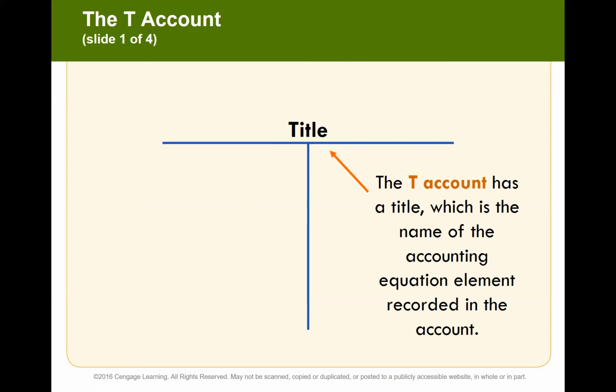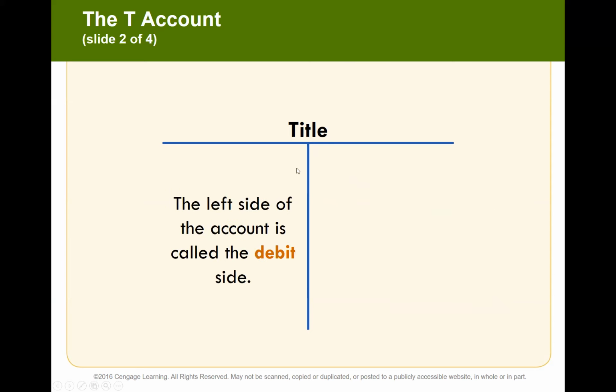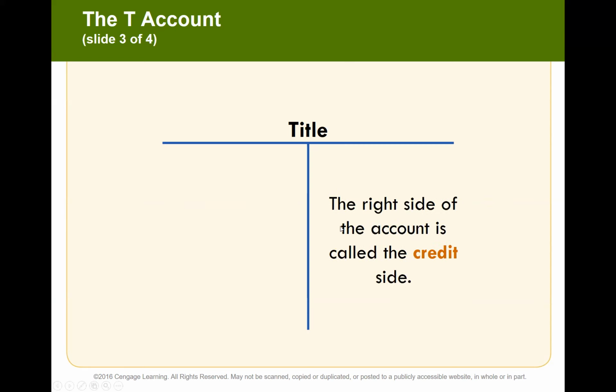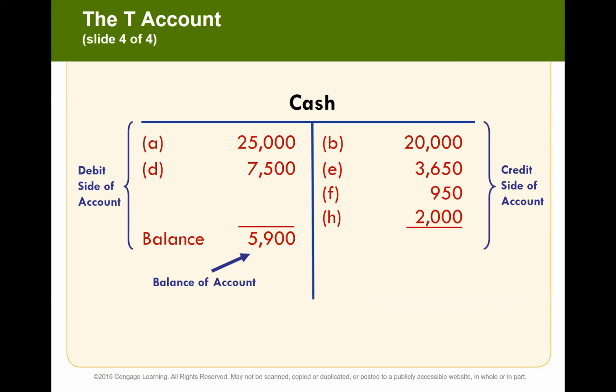Determining if it's increasing or decreasing will determine which side of the T you record it to. Always, always, always on the left side, you will have your debits, and on the right side, you will have your credits. Now, I want you to forget what you think you know a debit and credit is, because not all debits decrease and not all credits increase.